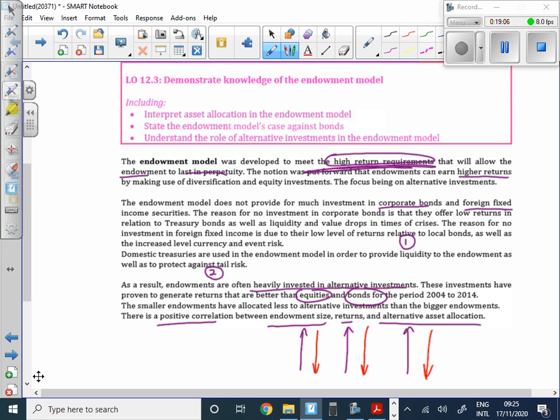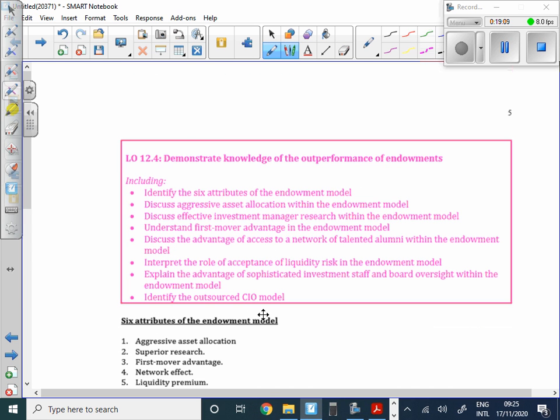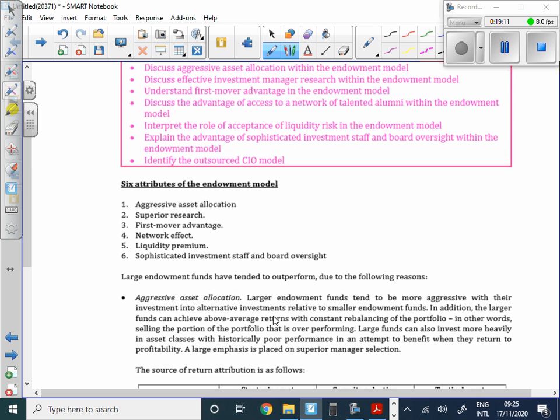Over the page we look at these for some reasons. We'll look at how this endowment model works. How does it work? Why does it work? What are some of the things over here? We look at 6 attributes of the model, and I'm going to go through each one of these attributes in greater detail. We talk about aggressive asset allocation. Superior research is number 2. This is why the model works so well. First mover advantage is number 3. Network effect, number 4. Number 5, liquidity premium. And number 6, sophisticated investment staff and board oversight.